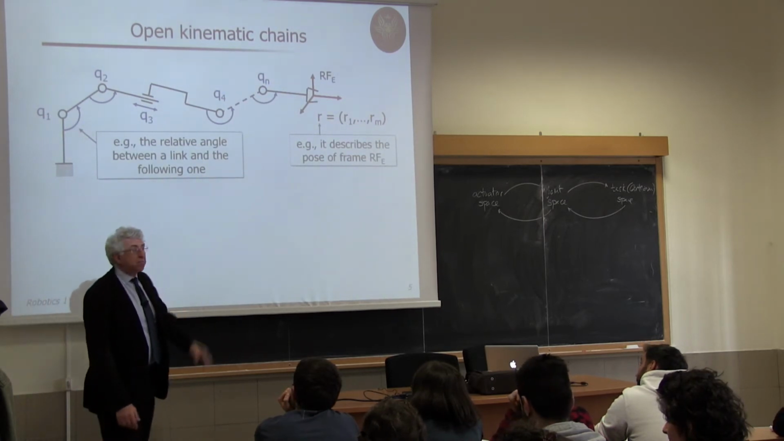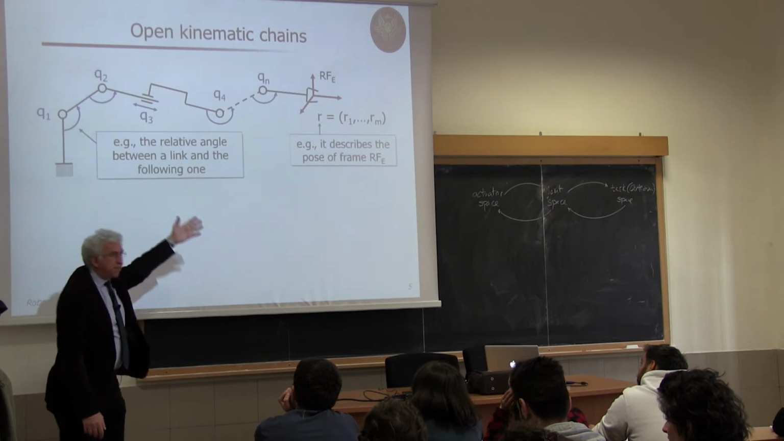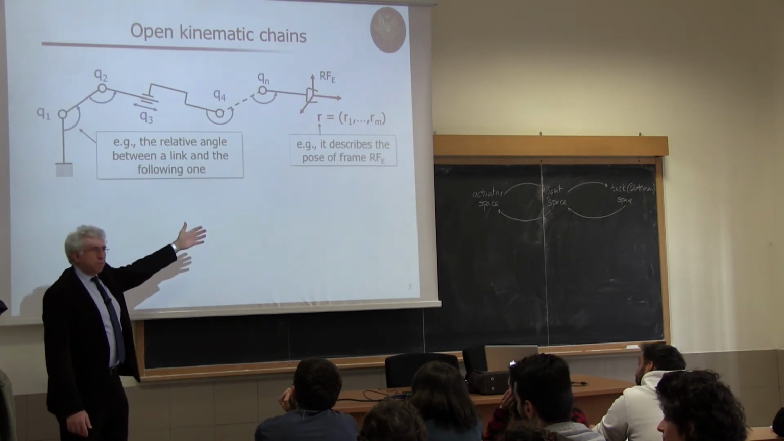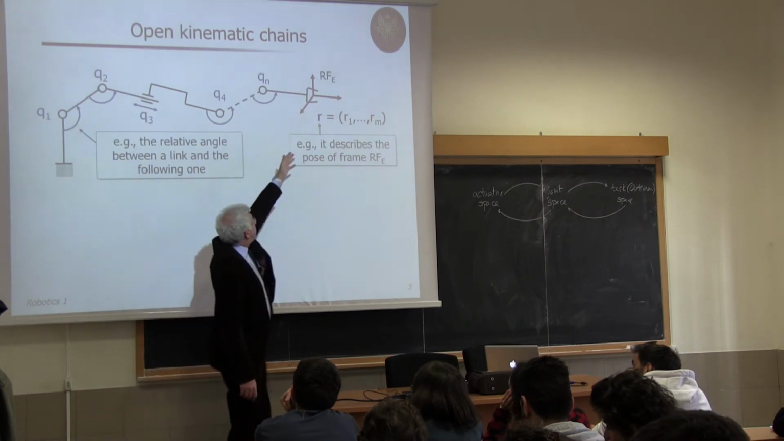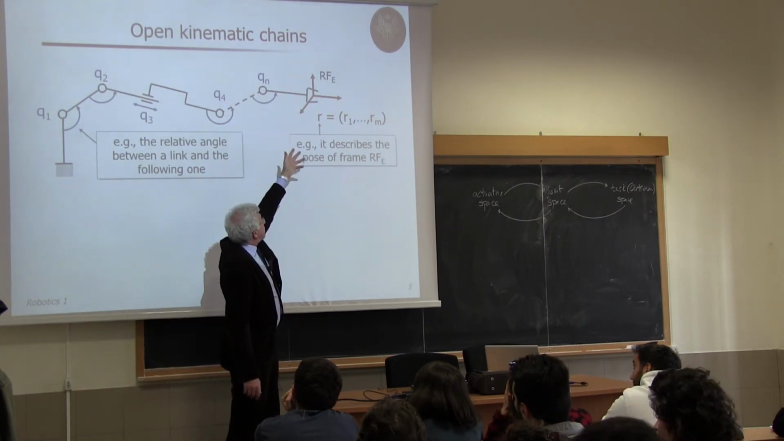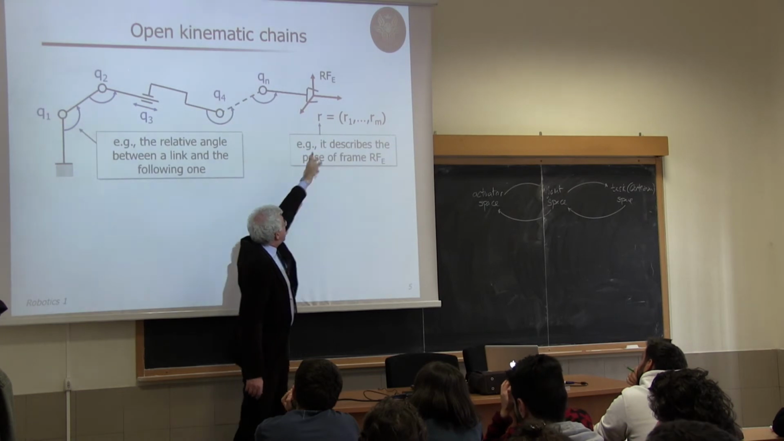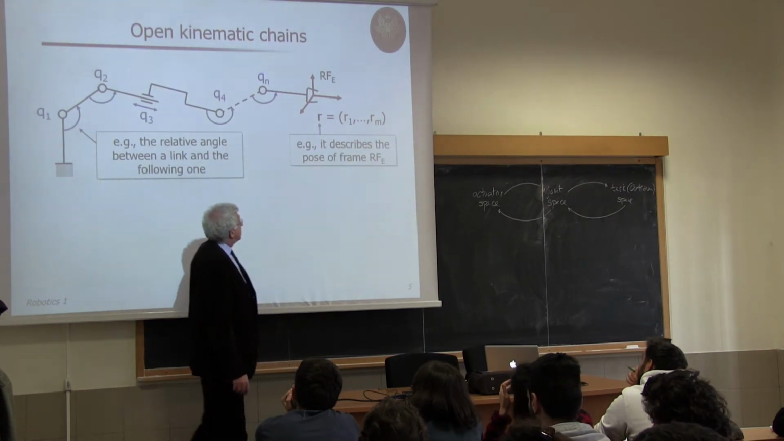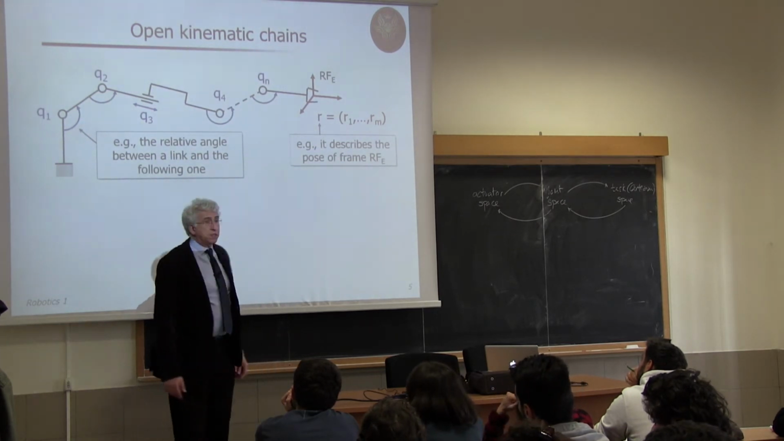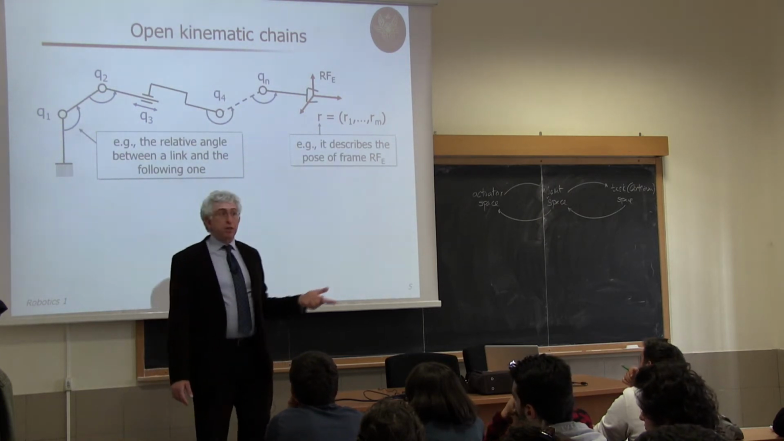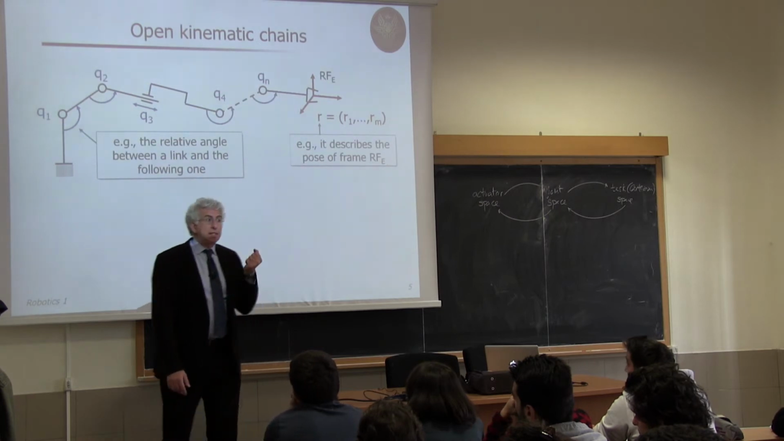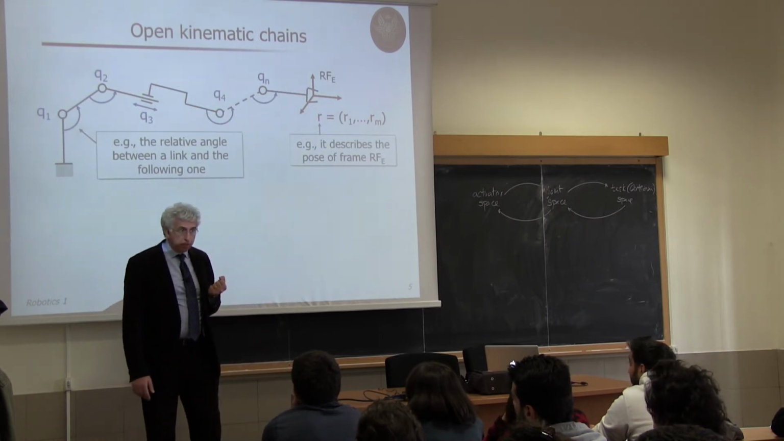A number n. n may be 6, 7, 32. There is no bound on that. And then here I have an end effector with a reference frame. For instance, I use 6 variables to describe the pose of this frame. The pose means the position of its origin and the orientation of the frame expressed in a minimal representation of orientation.